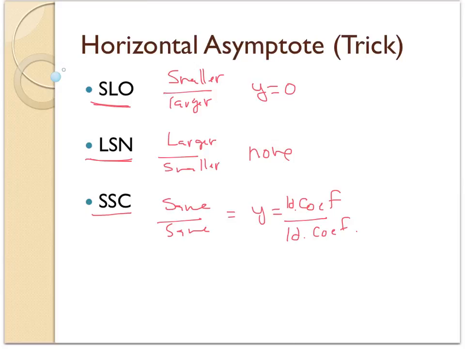So make sure you watch some of the next examples, and we'll see all of these 3 different situations. So we've talked about all the different types of asymptotes. We have horizontal, vertical, and then we have holes. And you need to be sure that you're able to distinguish which is which.